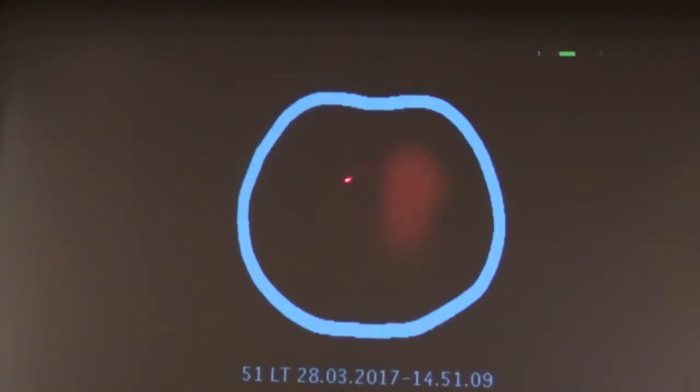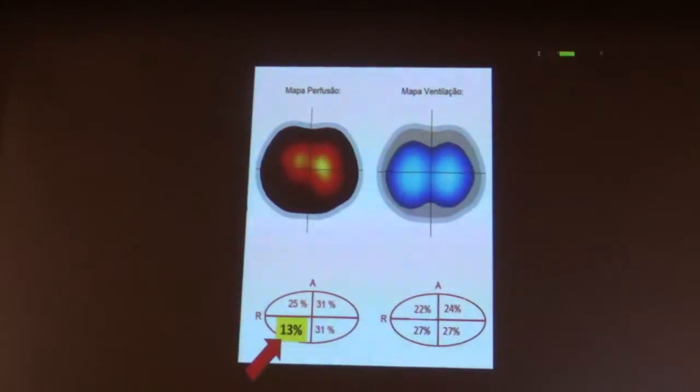So the cardiac phase is in blue, and then let me go back this 1 second. You see when the saline goes to the heart in blue, and then the left lung, and then you don't see any signal in the bottom part of the right lung. Look at this. Just 13% of perfusion is going to the right lung. This patient had a big emboli, but it was a chronic patient with pulmonary hypertension.